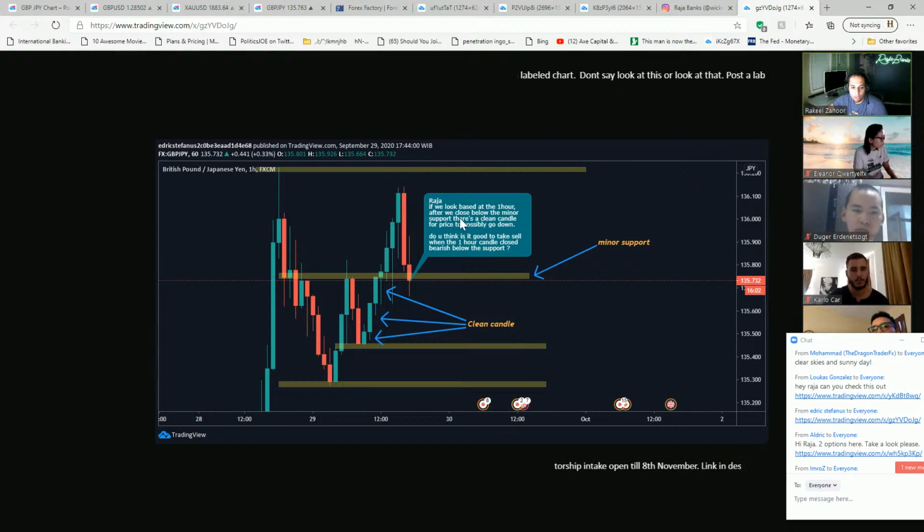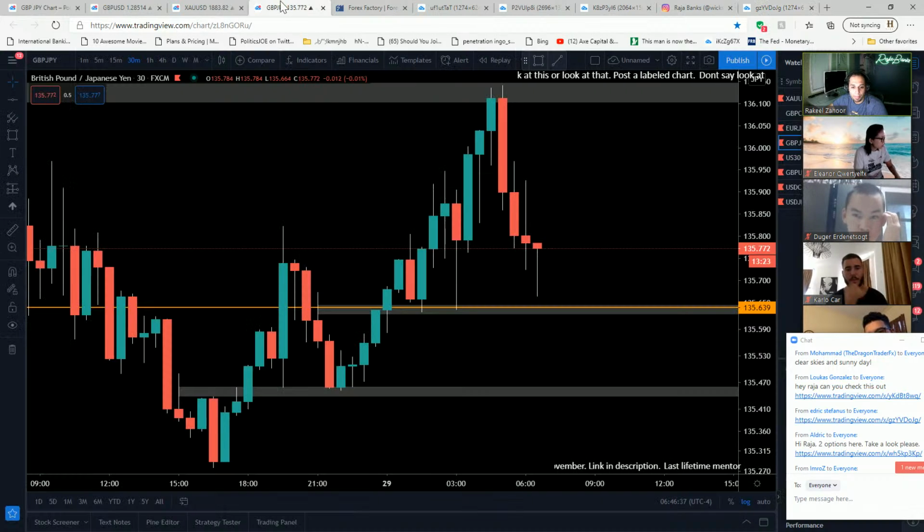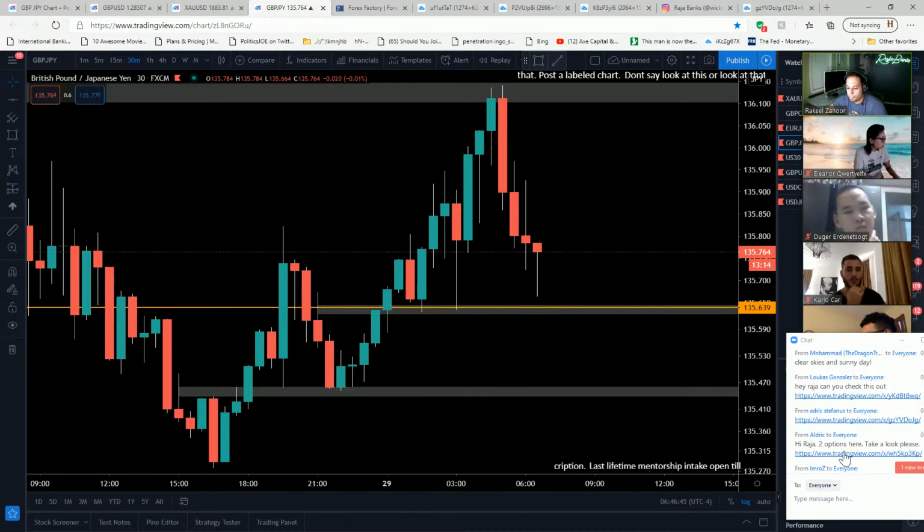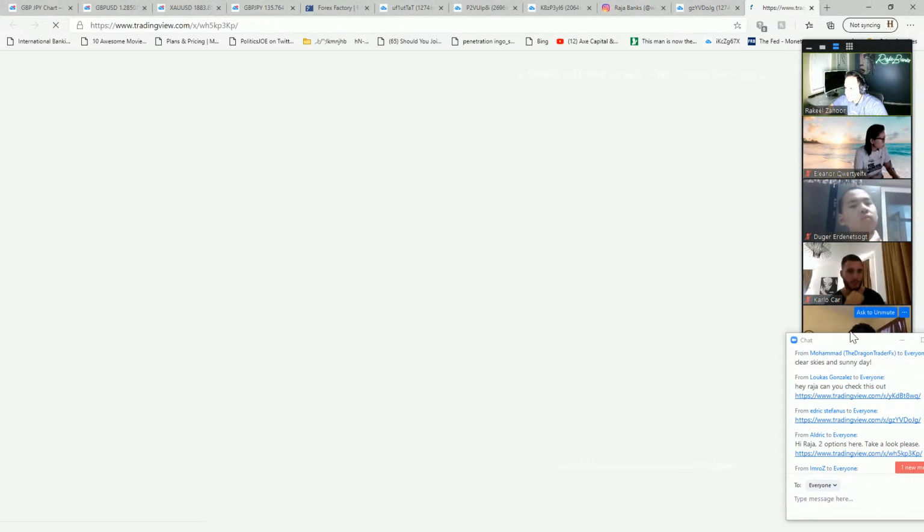If we look based on a 1 hour after we close below the minor support, there's a clean candle for price to possibly go down. Okay, do you think it's a good idea to sell when a 1 hour candle closed bearish below support? I don't know. I think this is a support, so I don't think there's a trade there because this is an entire rejection area right over here. Let's take a look at this chart here.